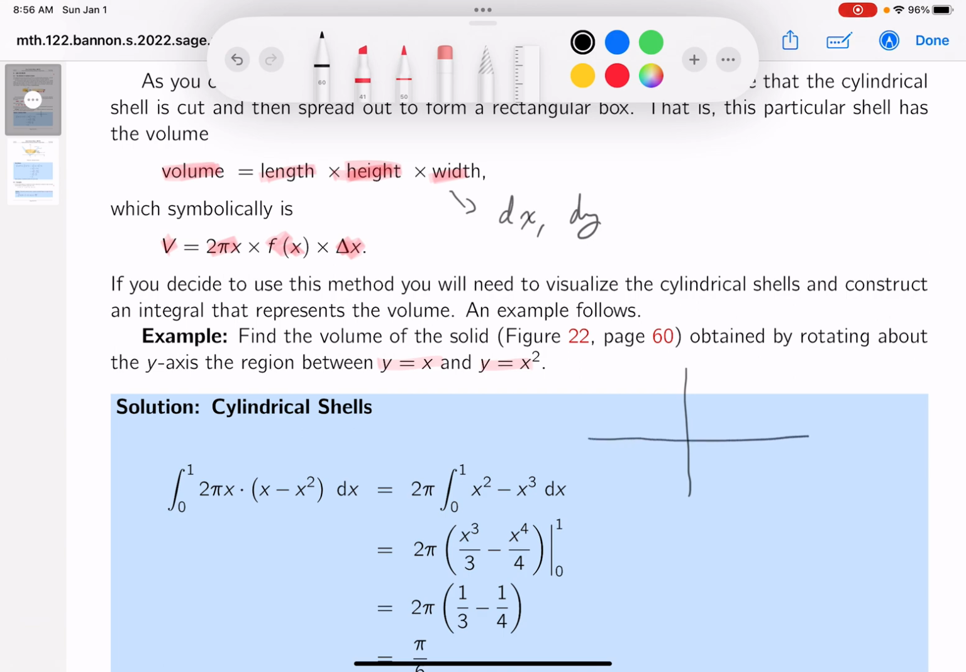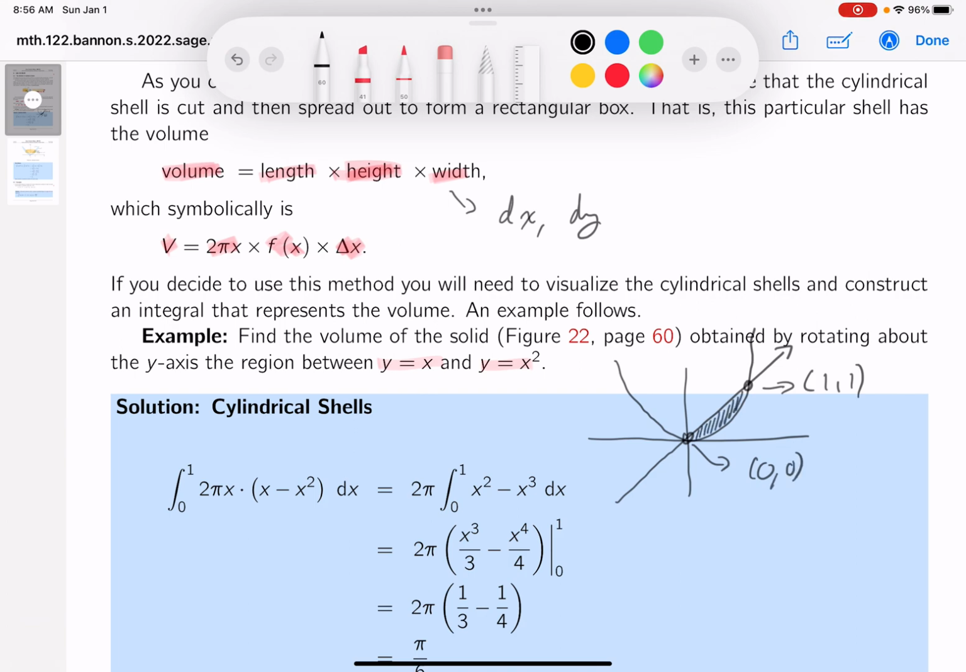You would get a line like this that goes to the origin, and you get a parabola like this over here, which also goes to the origin. We have 2 points of intersection, relatively simple. The point over here is going to be 1, 1, and the point over here is going to be 0, 0. What's the region? This is the region.